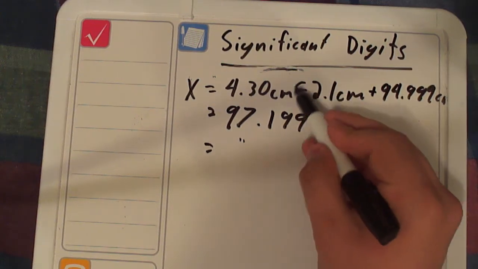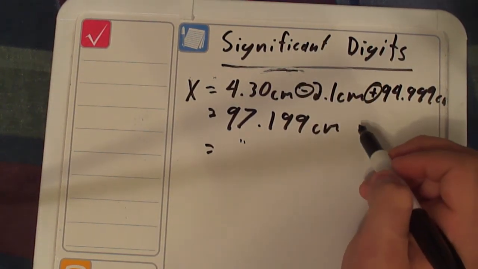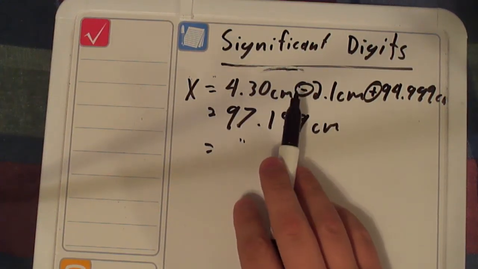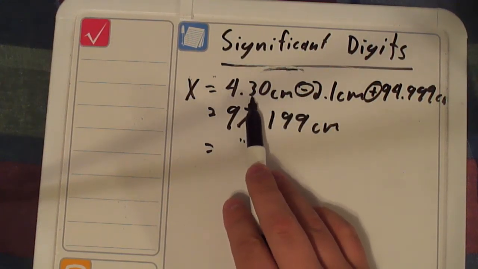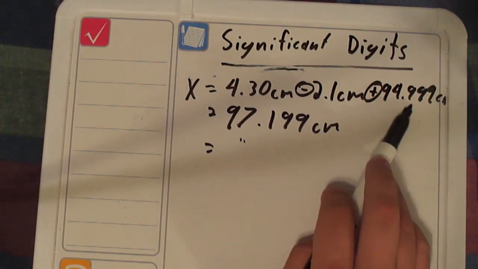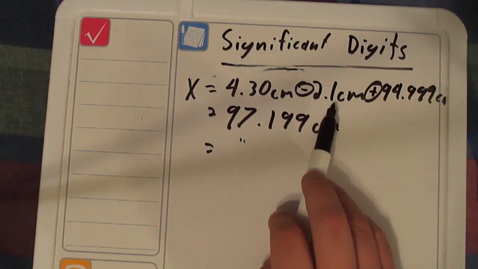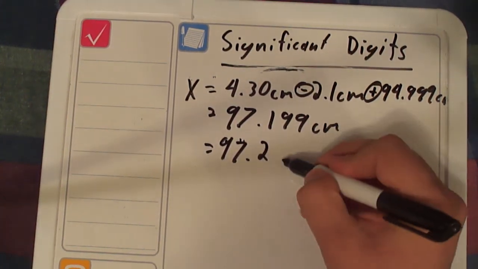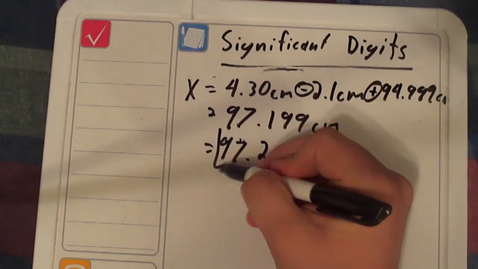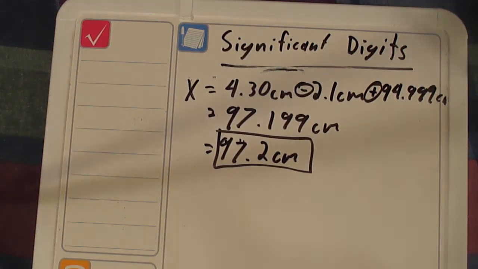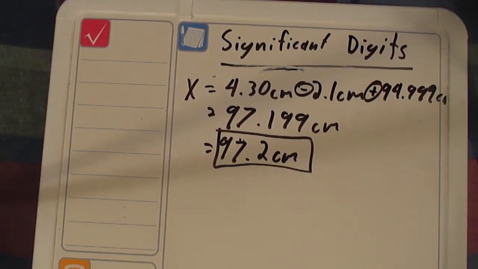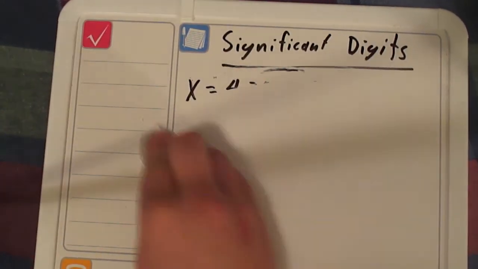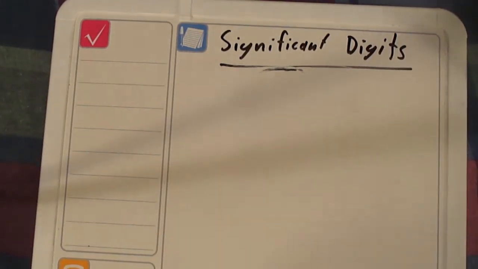Since we are adding and subtracting, we have to take into consideration the least amount of digits after the decimal. Here you have 1, 2. Here you have 1, here you have 3. The least amount is 1. So you go 97.2 centimeters. That is your final answer. Quick, easy, simple. Just do as you normally would, then take that into consideration after the fact.